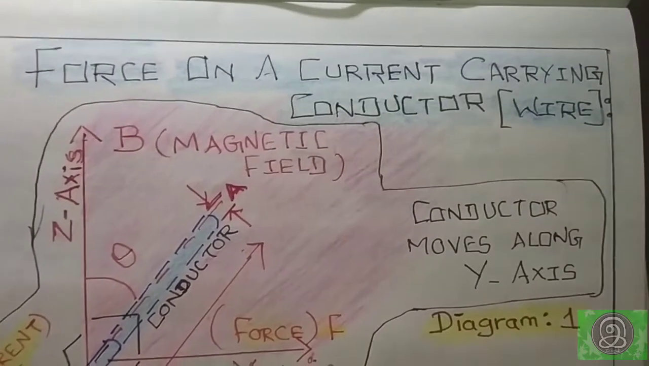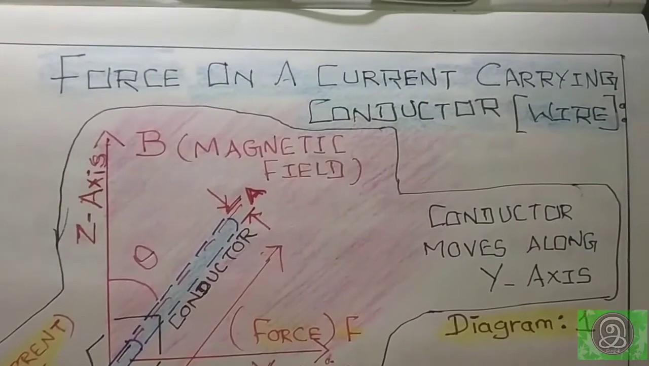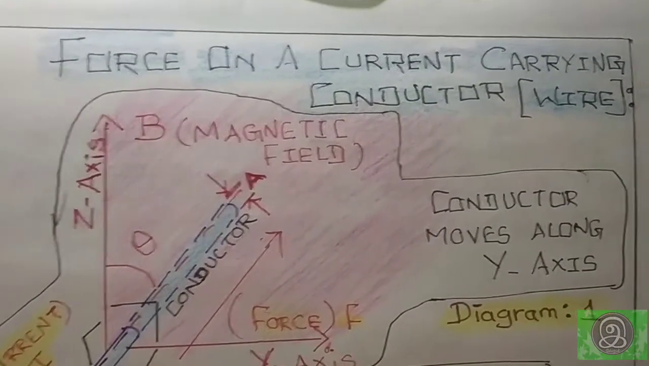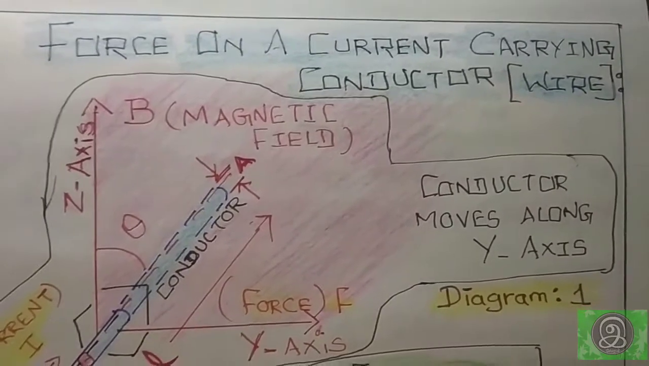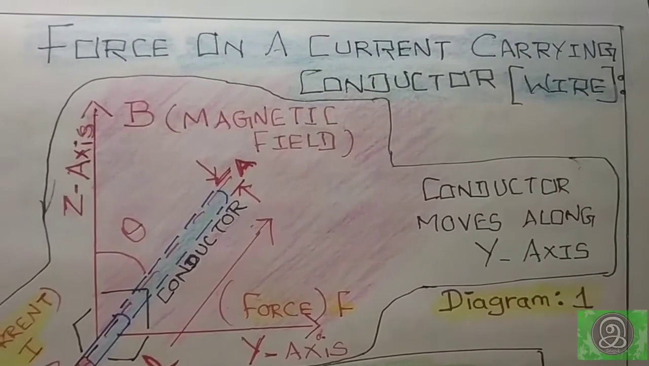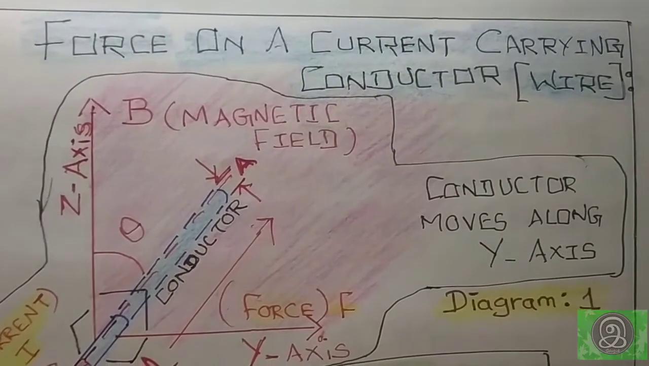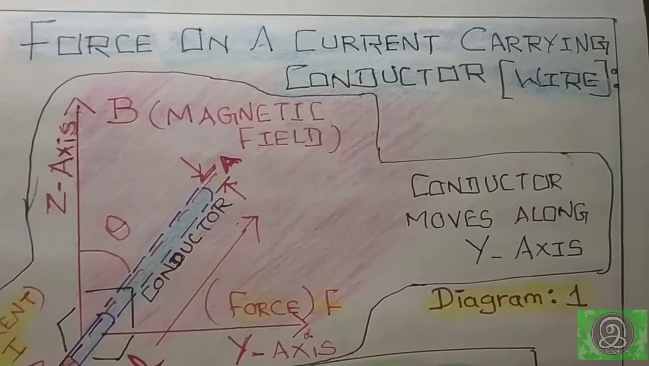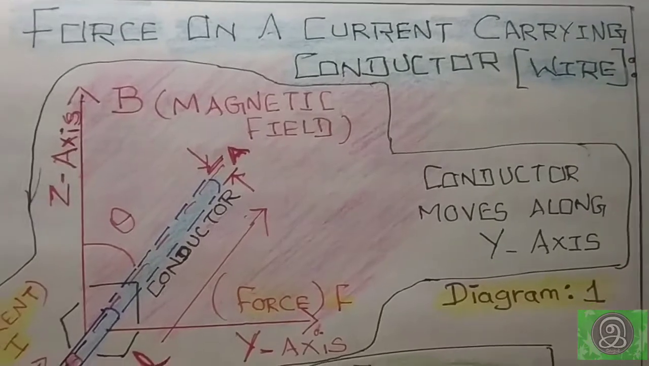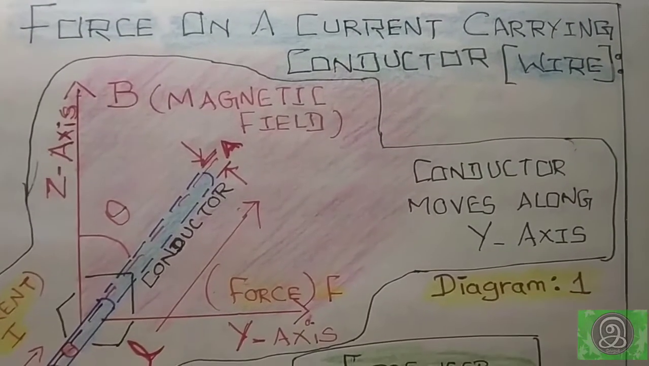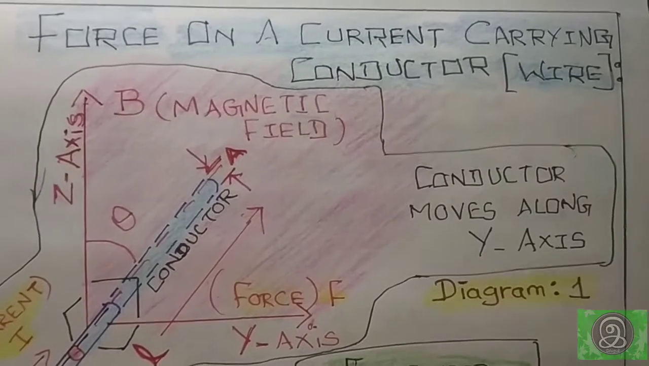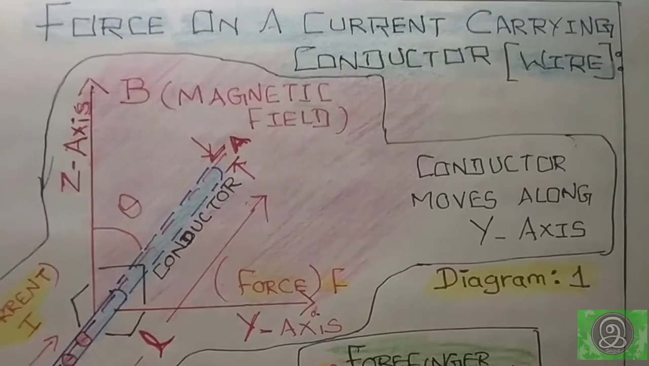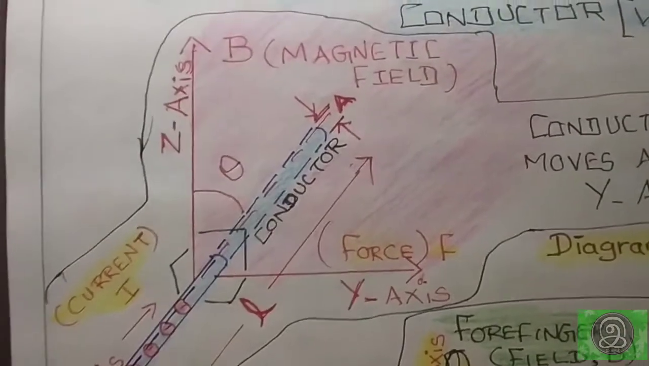Hi students, today we are going to look at how to find out the force on a current carrying conductor, and this is one of the derivations based on the mechanical effect of current. Whenever a current carrying conductor is placed in a magnetic field, it will experience a mechanical force. So we are going to measure that force using simple derivations and simple diagrams. Okay, let's look at the diagram here.